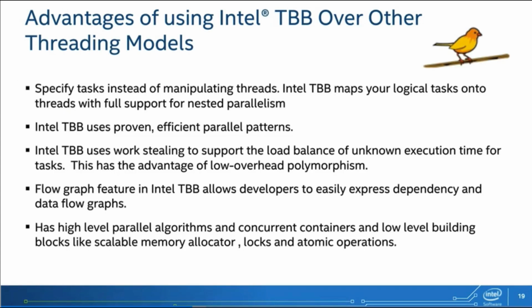There are a lot of options in threading out there. Of course, you can thread yourself. There are other libraries on top of that, but let me explain some different advantages that TBB has. We are the only library that allows you to specify a task rather than manipulating threads with different levels of complexity. Whereas OpenMP is a few different keywords to express parallelism, we have many different options and levels of control, so you can map your logical tasks onto the threads with full support for different types of nested parallelism.